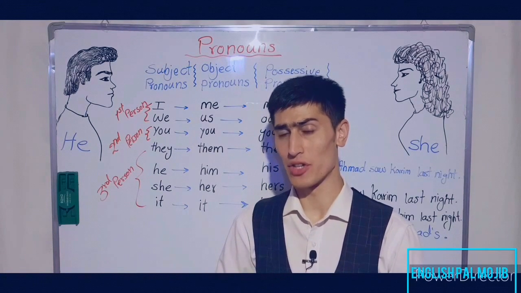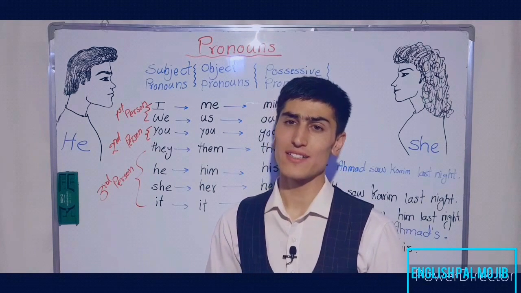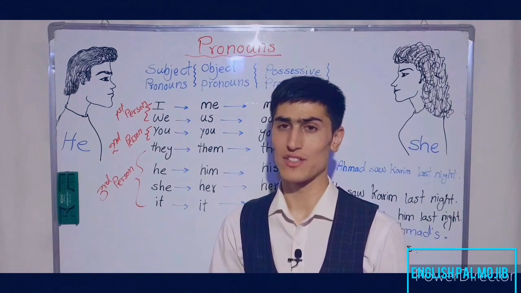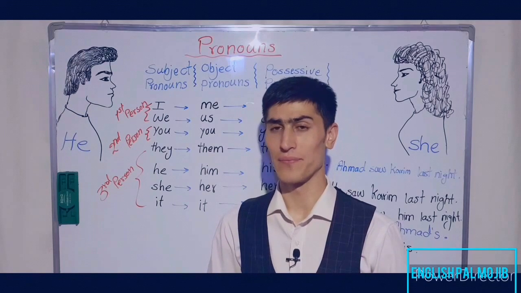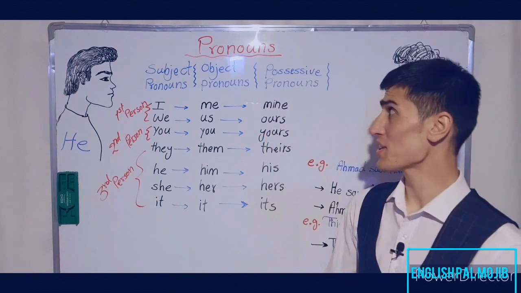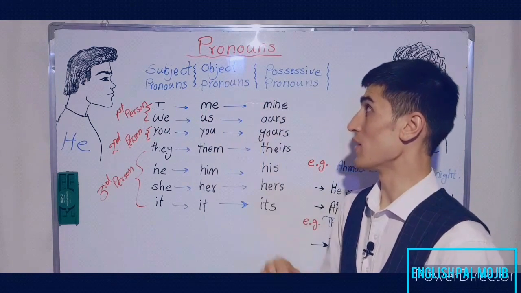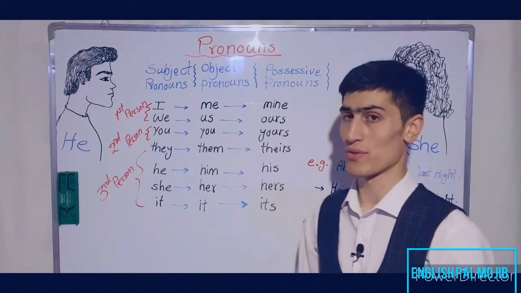Okay, it is not very simple like Ahmad and we use he instead of his name, or Karima and we use she instead of her name. That's the easiest thing everybody knows. What if Ahmad is the doer of the action, and what if Ahmad is not the doer of the action? They differ. Okay, that's what I am talking about today.